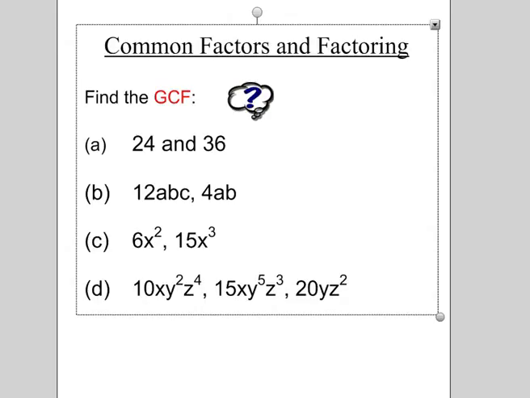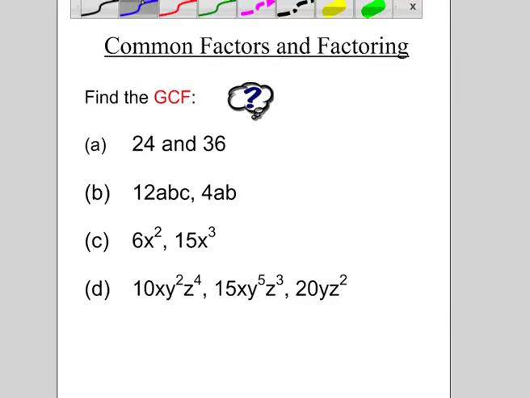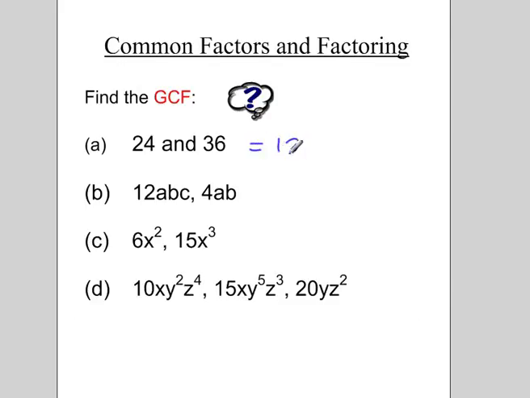For example, 24 and 36. What's the biggest number that goes into both 24 and 36? That would be 12. Now the next one is a little different because it has a combination of numbers and letters. So deal with the numbers first. What's the biggest number that goes into both of those? That would be 4. Now look at the letters. Is there a letter that's in common in both of them? In this case, there's an A in both, and there's a B in both. The C does not occur in both, and so that would not be a common factor.